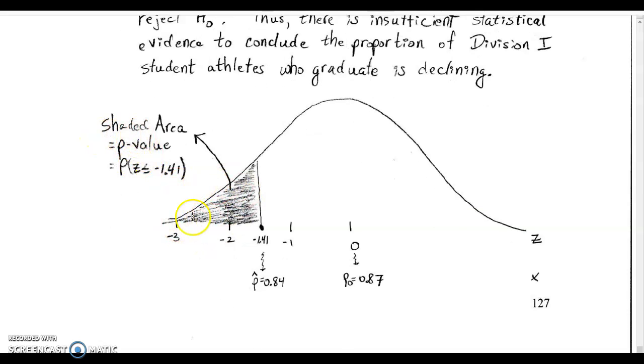And here's the picture of what the p-value is. It's the probability of getting our test statistic, which turned into a z-score is minus 1.41, or one more extreme. So it's the area to the left of that z-score. The middle is 0 if you make it a z-score. The middle we assume to be 0.87. And here's our P hat, which is 0.84, which gives us a z-score of minus 1.41.